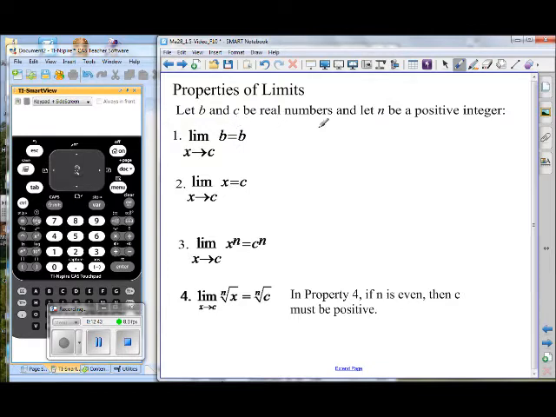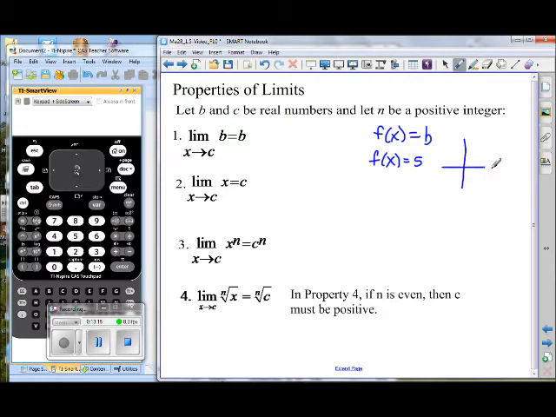Keep in mind that when we have the limit of b as x approaches c, we are talking about the limit of the output values of the function. So the first thing we have to say is, well, what is our function for this? And our function for this one is going to be the function f of x equals b. Now, b stands for any constant, and so it could be something like f of x equals 5.